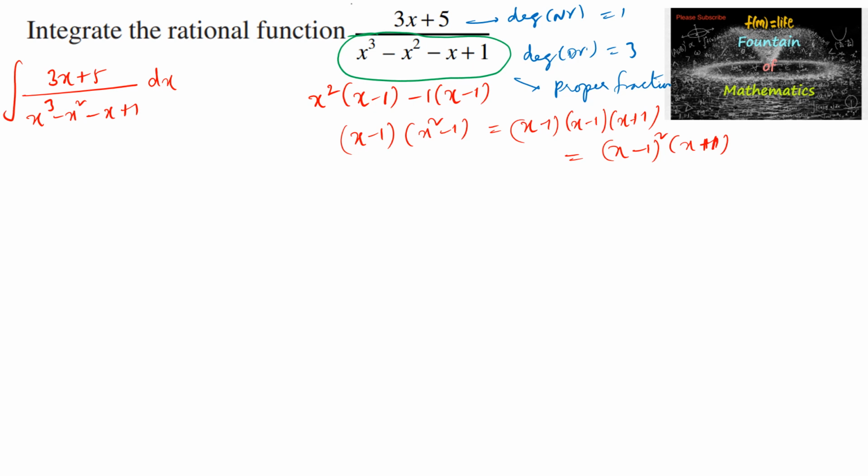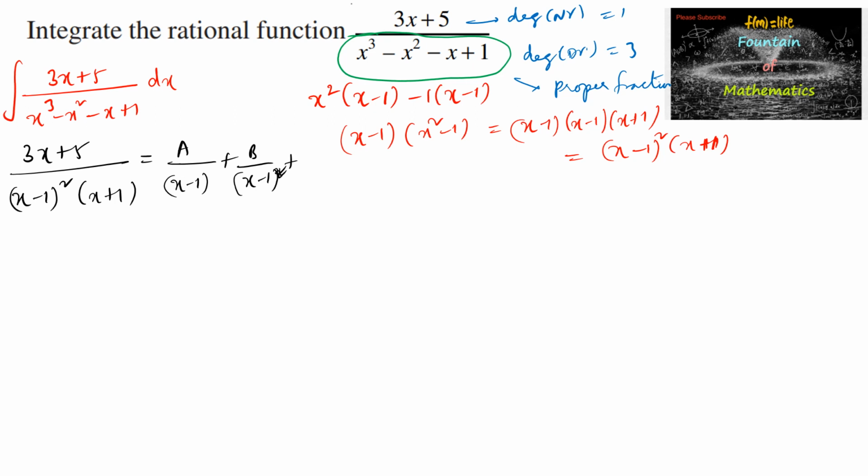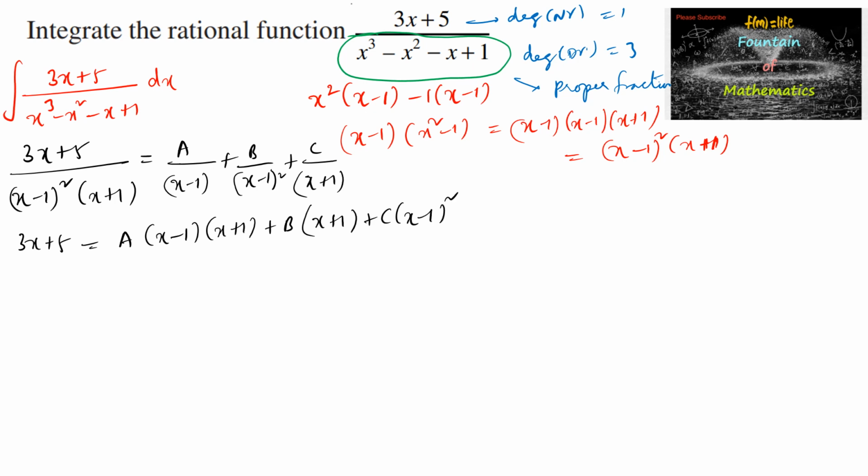So let us write the rational function as (3x + 5)/((x − 1)²(x + 1)) = A/(x − 1) + B/(x − 1)² + C/(x + 1), so that 3x + 5 = A(x − 1)(x + 1) + B(x + 1) + C(x − 1)².